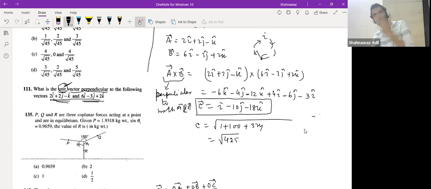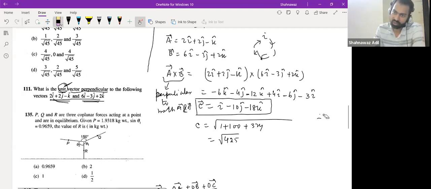20 squared is 400 and 19 squared is 361. So 425 is not a perfect square.